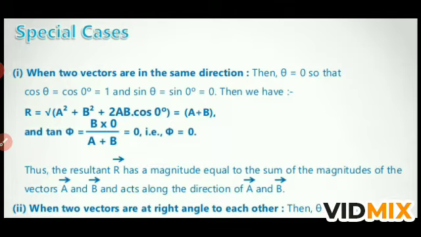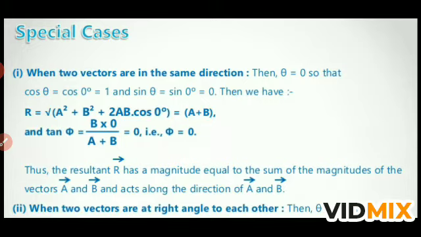The angle between the resultant, or its direction, we find with the help of tan phi. So tan phi is B sin theta upon A plus B cos theta. B into 0 means 0, so the total will be 0, which means the resultant direction is also 0.